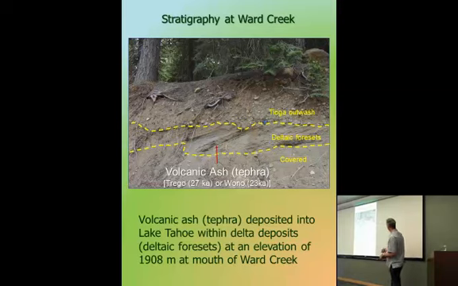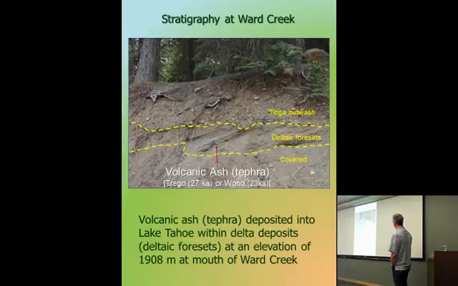So we had Ward Creek coming into Lake Tahoe. I didn't put the elevation up here. Here it is right there, 1908 at the mouth of Ward Creek. And when we say the present lake is around 1890 meters, something like that, this is 20 or 30 meters above the modern lake.